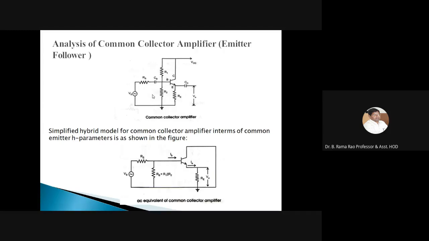Another important thing is the output is taken across the emitter, and the emitter exactly follows the input voltage variation. If there is a variation in the input voltage, the emitter terminal will follow exactly the variation we have applied at the input side. That's why it is called the emitter follower.